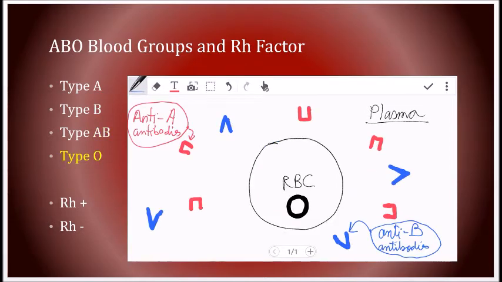Last but not least, type O. As you can see, type O red blood cells don't have any A proteins on the surface, nor B proteins on the surface. For this reason, the plasma of type O has both anti-A and anti-B antibodies, because they don't have anything to bind to, so the plasma has all these antibodies.